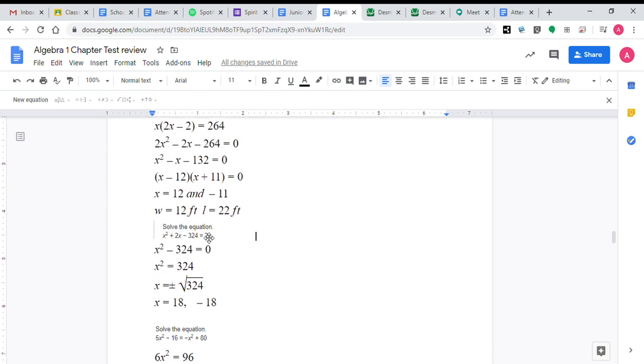Again, here's another one that I solved. Subtracted the 2x over, canceled it out. And then I added 324, divided by, or didn't divide by anything, sorry. Then I took the square root of both sides.